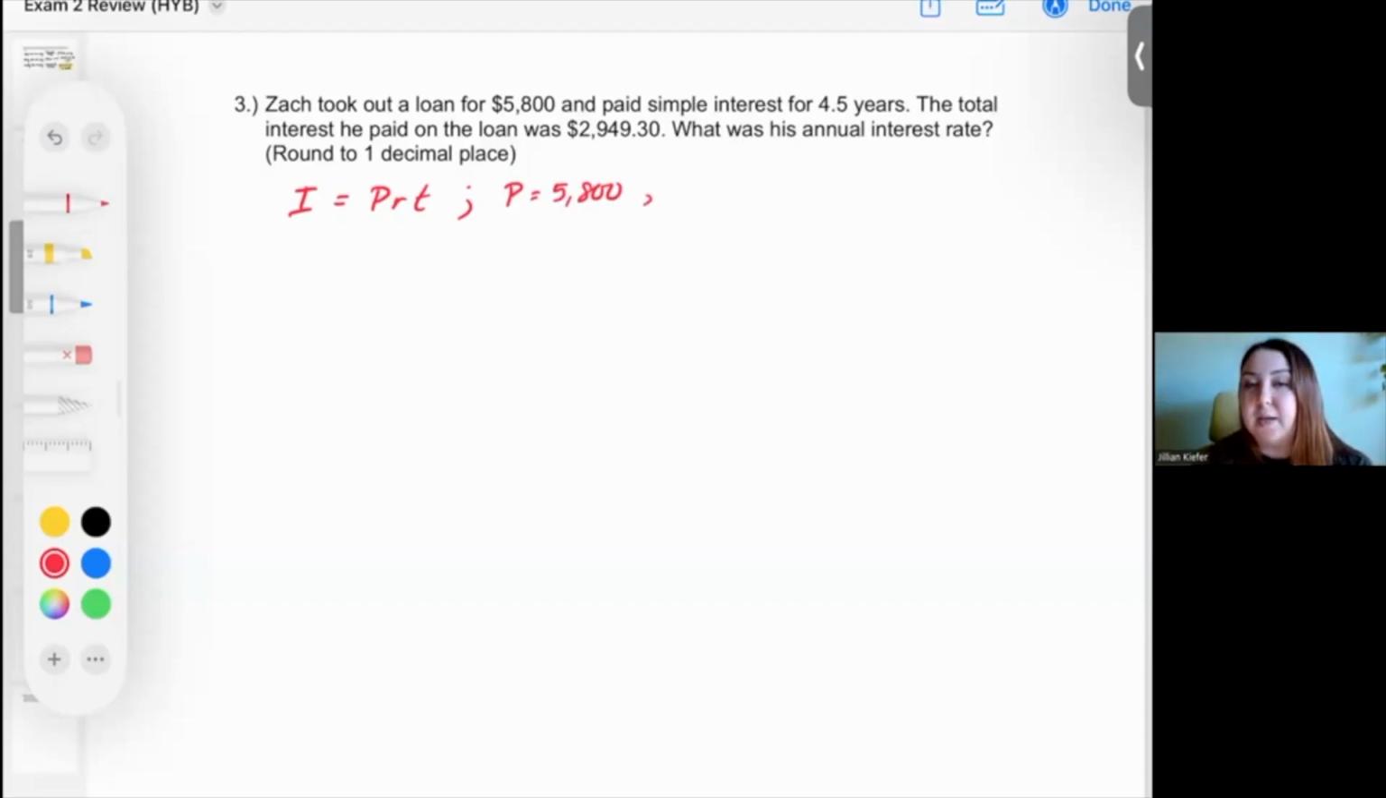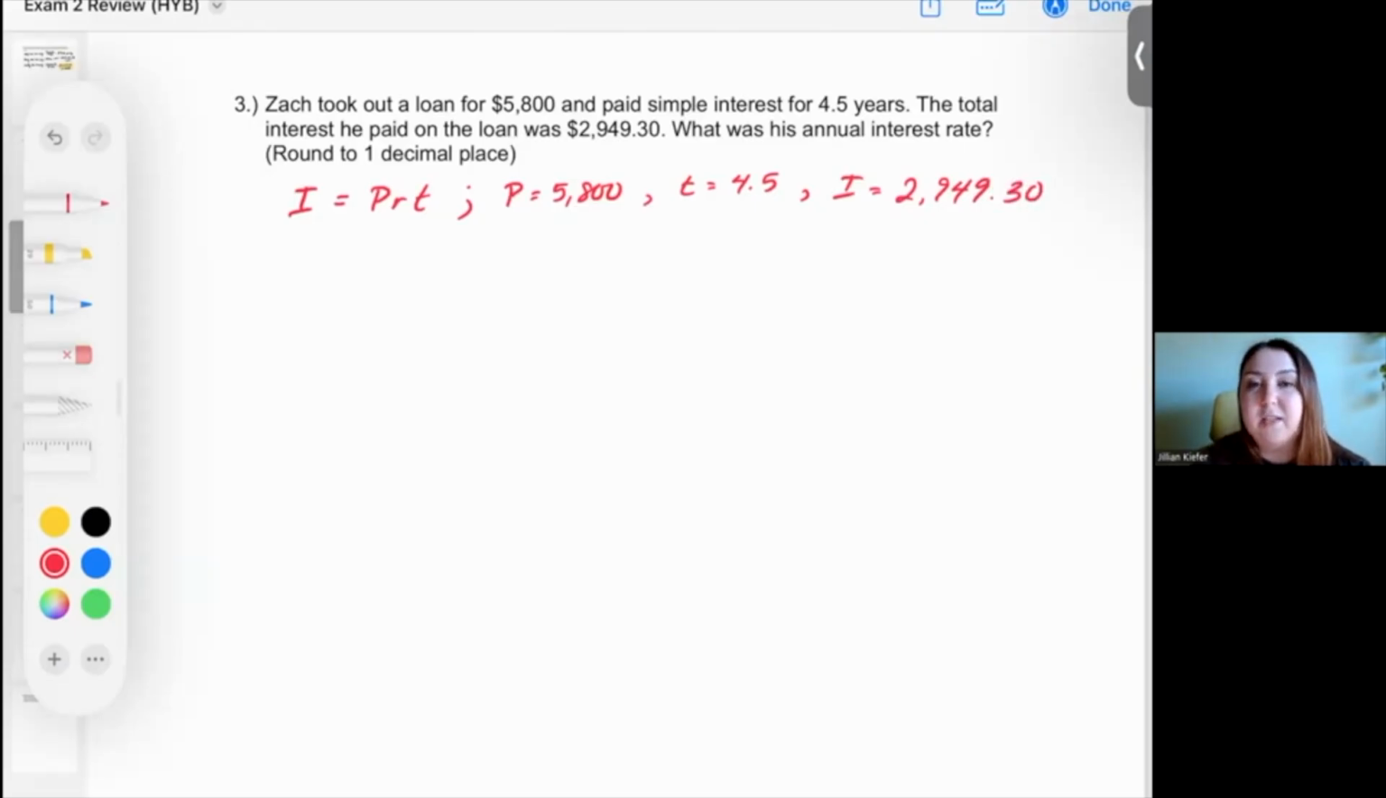Then the time was 4.5 years. Time is always in years, so we don't necessarily have to specify that. Then we say that the interest I was equal to $2,949.30. And we're trying to solve for R.